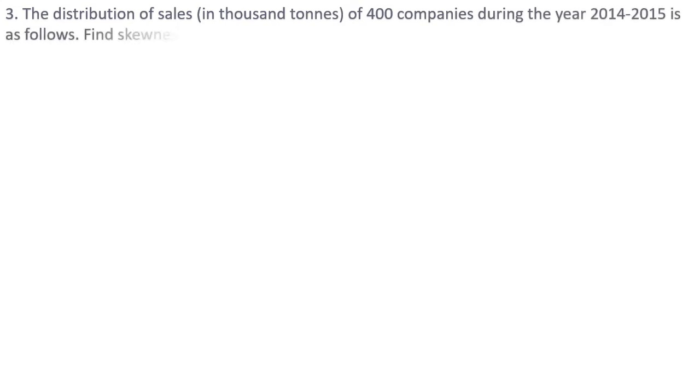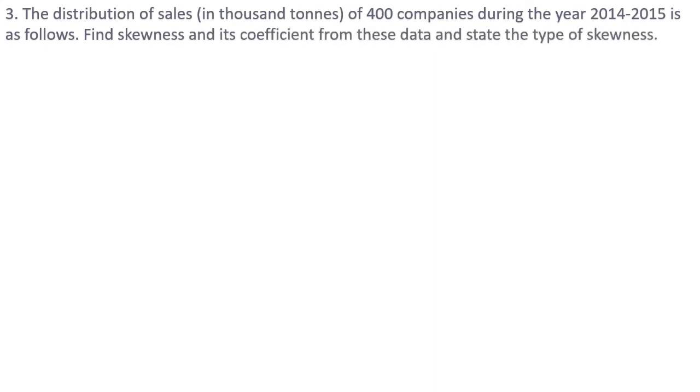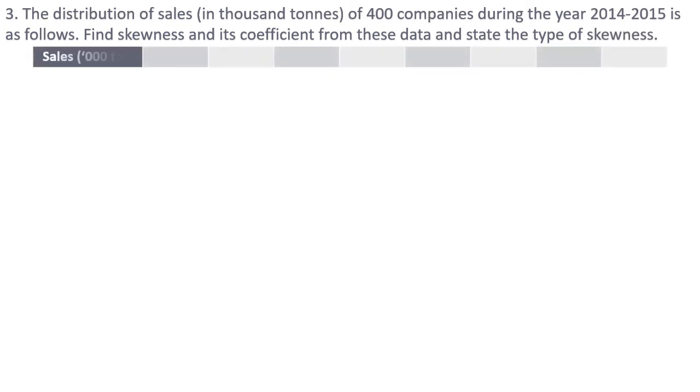Question number 3. The distribution of sales in 1000 tons of 400 companies during the year 2014-15 is as follows. Find skewness and its coefficient from these data and state the type of skewness. Let's see. The data is sales in 1000 tons and the classes are less than 20, then 20 to 40, then 40 to 50, 50 to 75, 75 to 90, 90 to 120, and 120 or more, and then total.